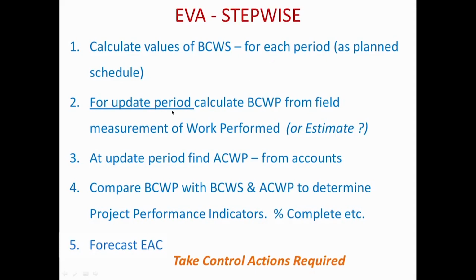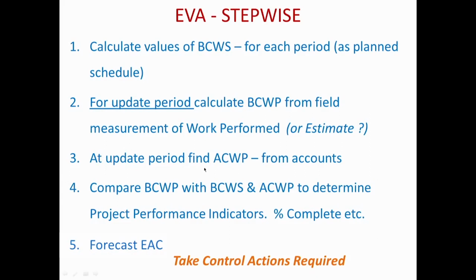Then for each update period we calculate the budgeted cost of work performed, by taking field measurement of work performed and multiplying it by the unit rate for that measurement. That would be the ideal way to do it, but in cases where that cannot be done, it might be through an estimate of percentage complete, and we looked at some of these in the lecture last time. So ultimately I can get to a percentage complete by an estimate, or by actually measuring the work performed and dividing by the total work. This is at the activity level.